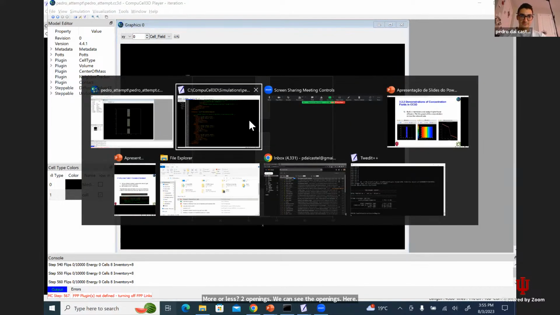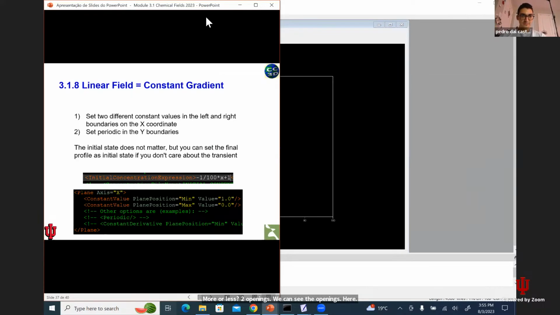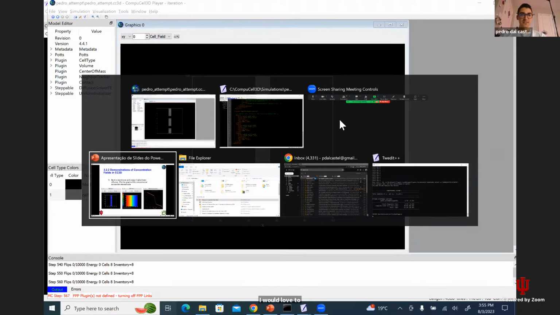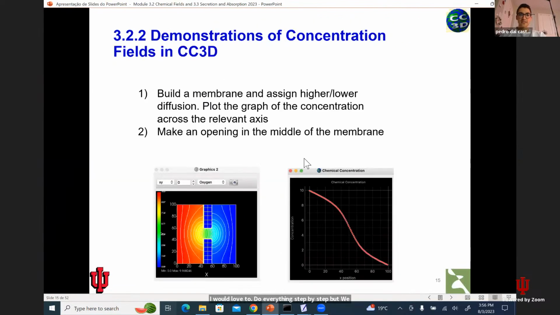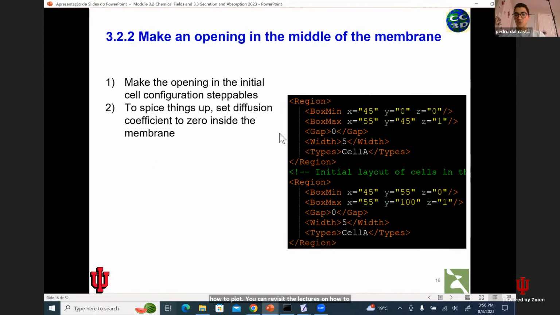Okay, let's move on. I would love to do everything step by step, but we have to move on. There are plenty of exercises if you need. So ideally, we would plot the concentration, but we saw how to plot. You can revisit the lectures on how to plot and implement it yourself, or you can get the code running with the plot from the demo code folder in the student's material.